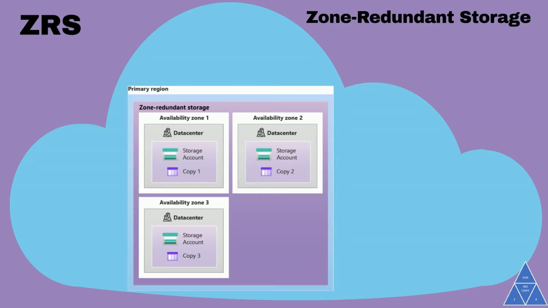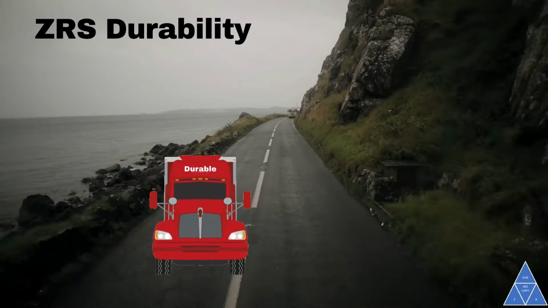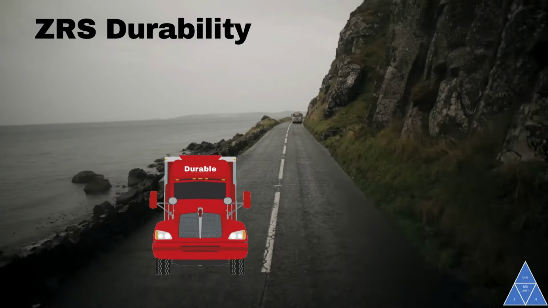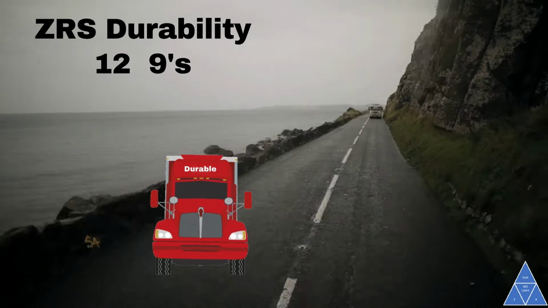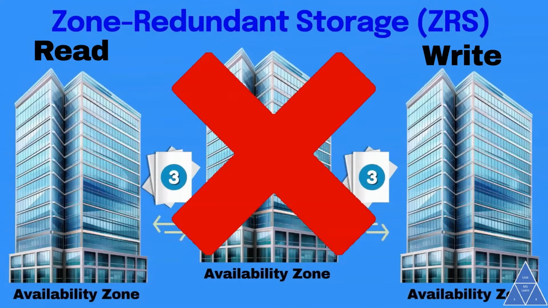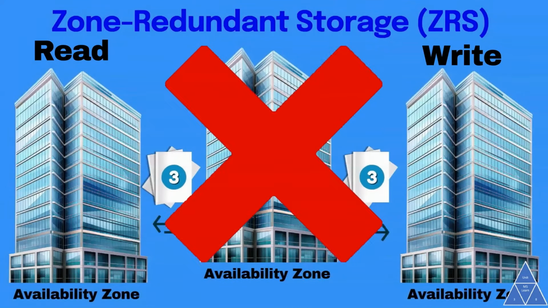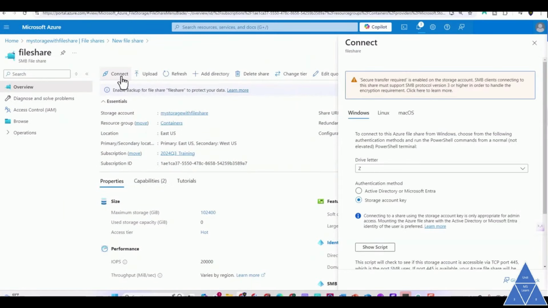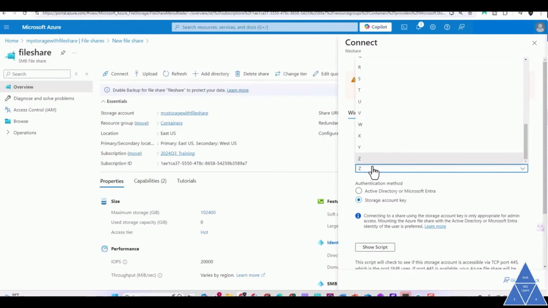For availability zone-enabled regions, Zone Redundant Storage replicates your Azure storage data synchronously across all 3 Azure availability zones in the primary region. ZRS offers durability for Azure storage data objects of at least 12 nines over a given year. With ZRS, your data is still accessible for read and write operations even if a zone becomes unavailable. No remounting of Azure file shares from the connected clients is required.